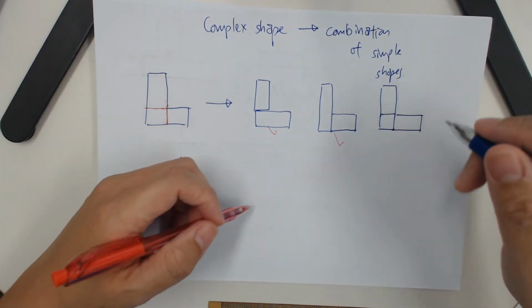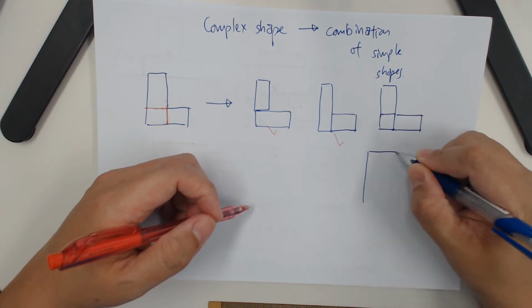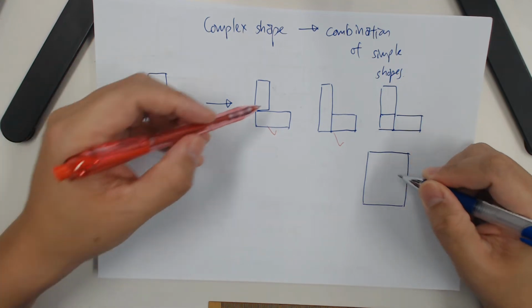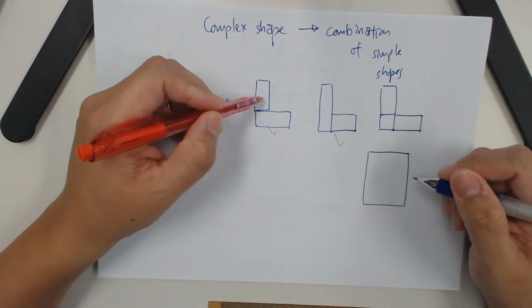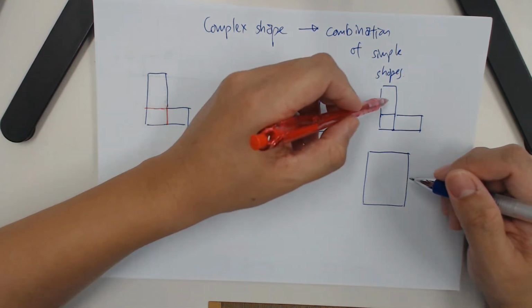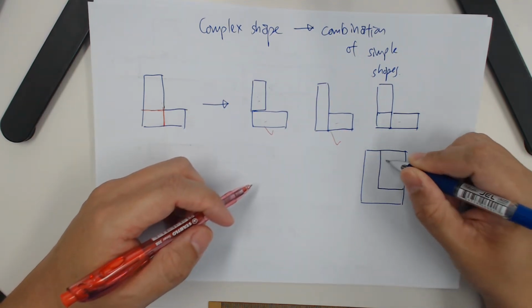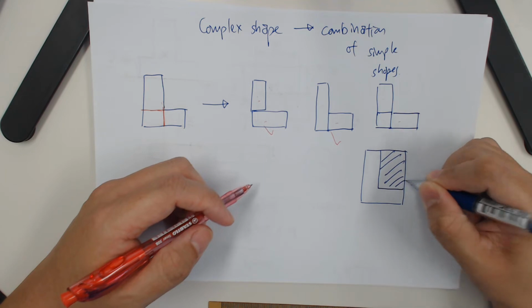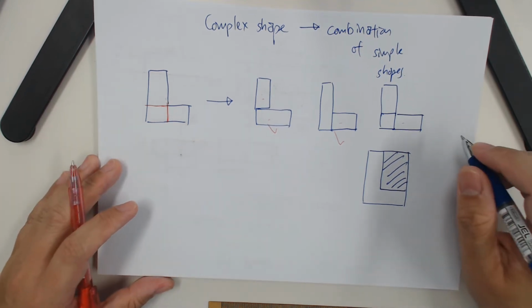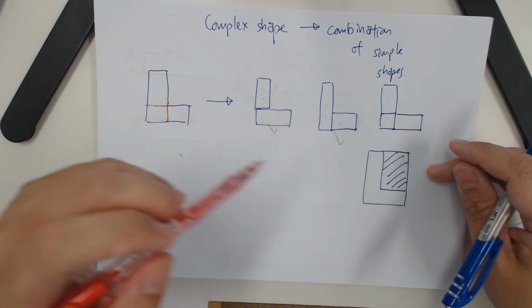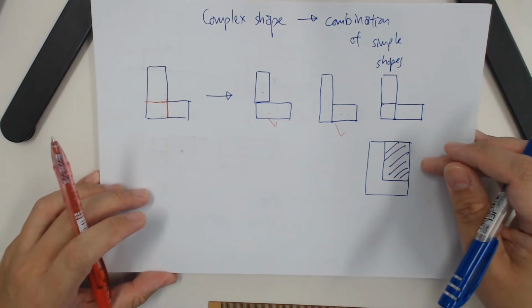And in fact, there's a fourth one. It is basically a large rectangle. Instead of adding, so you see this plus this plus this, you can actually take the big rectangle minus away this smaller shaded rectangle, and you will still get the L. So in fact we have 4 combinations to consider.